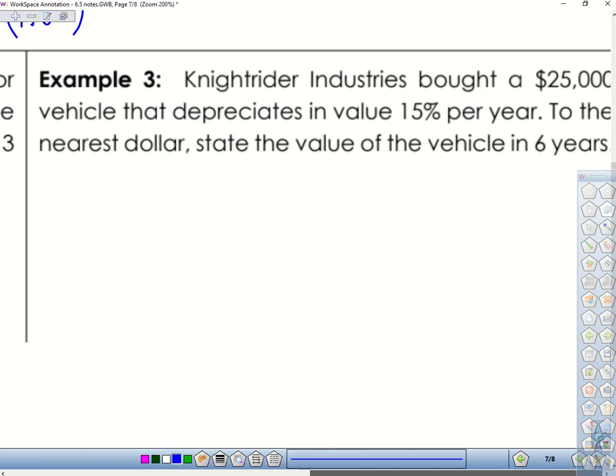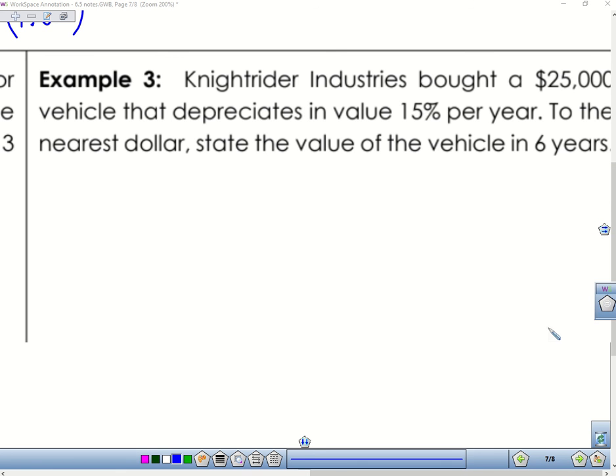So the next one here says Knight Rider Industries bought a $25,000 vehicle that depreciates in value at 15% per year. To the nearest dollar, state the value of the vehicle in 6 years. So which model do you think this one is? Of the 3 models, which one do you think this one is? Exponential, and what kind of exponential? Good. This is exponential decay.